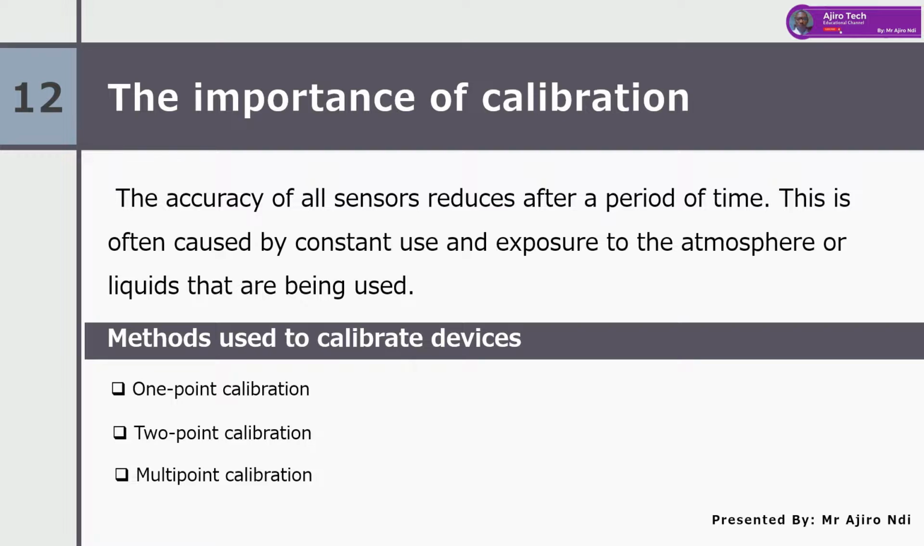The sensor is only one component in a monitoring system, and devices like the ADC may also deteriorate over time. So calibration is important for that reason too. Now, what are the methods used to calibrate devices?